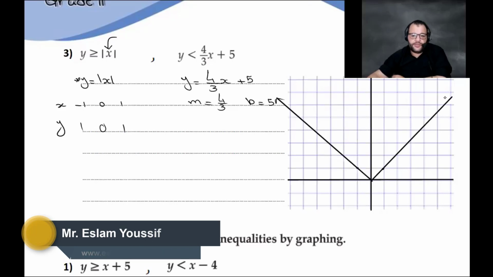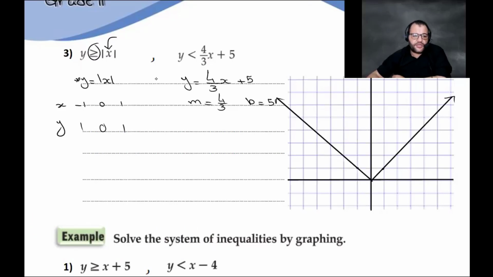Which part will be shaded? Because we say y is greater than or equal, it means above the graph, so this part between the V shape will be shaded. Can you see? Yes, sir. And we can represent the second one. Where is 5? That's 1, 2, 3, 4, 5. It's going up 4 over 3: up 4 and right 3, or down 4 and left 3. There is no place to go up, so we can go down 1, 2, 3, 4, then left 3. That's the second point.